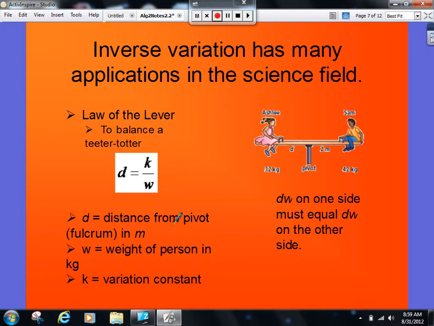But here's a relationship. The distance from the pivot, which is called the fulcrum, in meters, so we're talking meters here. This is the distance. The weight of a person in kilograms, and K is your constant. So distance equals the constant, which we're going to figure out, over the weight. The reason this relationship works is because D times W on one side has to equal D times W on the other side. So if this person gets heavier, this distance has to be less, and so on, to keep it balanced, okay?